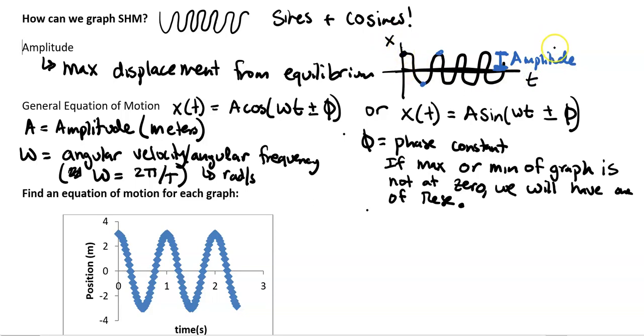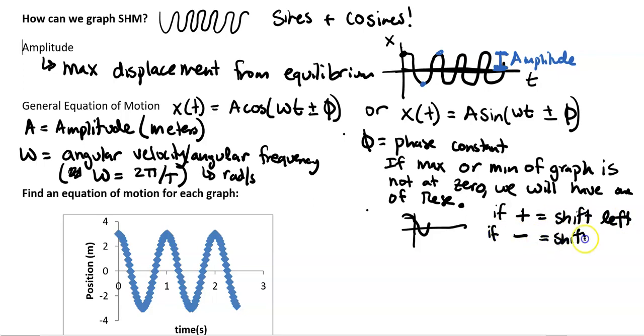But if the max is somewhere else, like here, this would have a phase constant. If it's positive, the graph will shift left, and if it is negative, the graph will shift right. Cool. Most of the time in this class we won't deal with phase constants, but it's good to know about them anyways. You'll see them again in the future in your life.